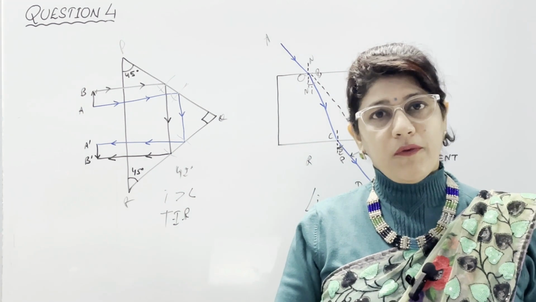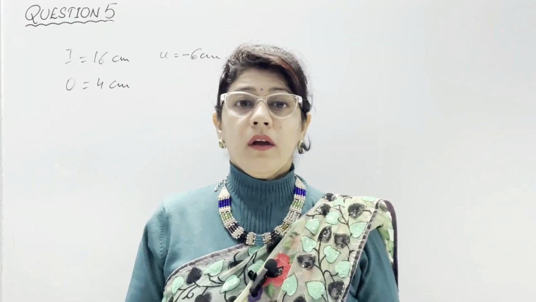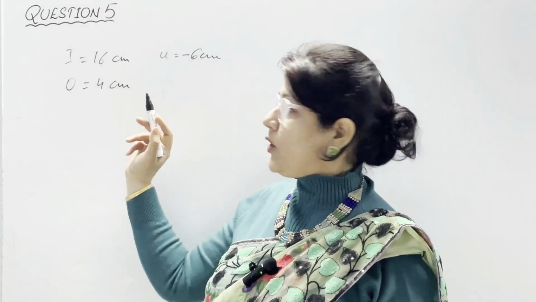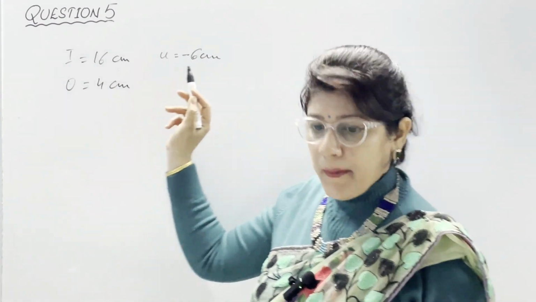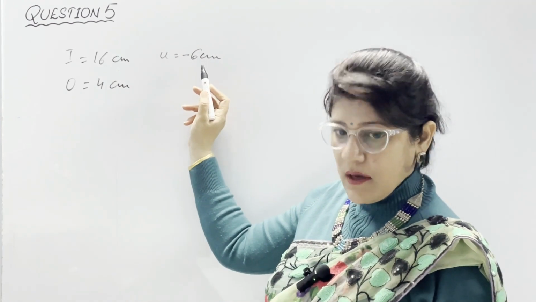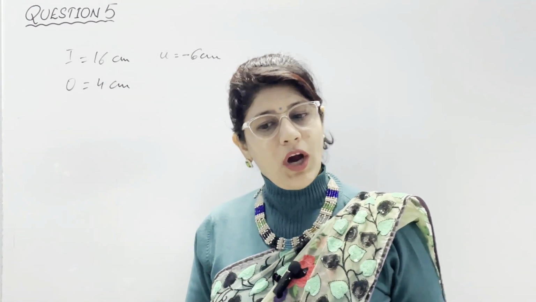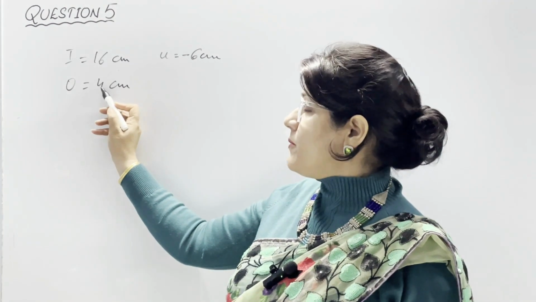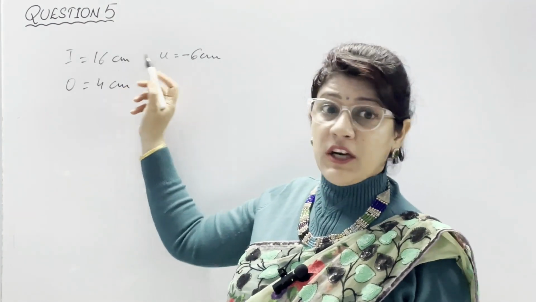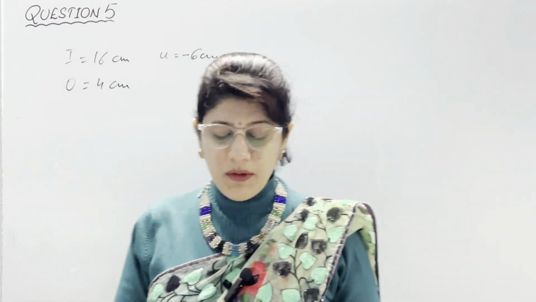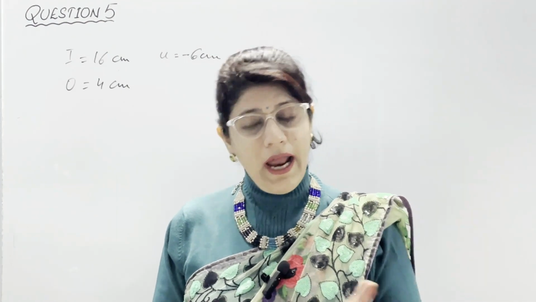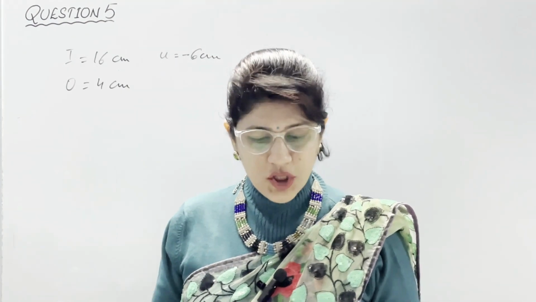For more clarity, you can refer to my videos on this chapter, light. In question number 5, a convex lens forms an image 16 cm long of an object 4 cm in length kept at a distance of minus 6 cm from the lens. The object and image are on the same side of the lens. It means in front of the lens. What is the nature of the image? You can see the object is 4 cm and the image is 16 cm. It means magnified. So magnified image and also virtual because it is forming on the same side. So virtual and magnified.